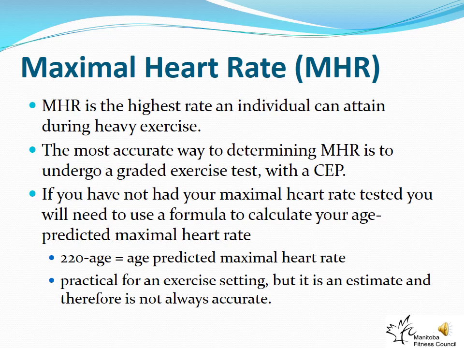Now, that equation also shows us that maximal heart rate will naturally decline with age. So even if you have done a maximal heart rate test, a graded exercise test, after a few years that information is no longer applicable because it will naturally decrease with age. Okay, so once again, to figure out your predicted maximal heart rate, it's 220 minus your age.